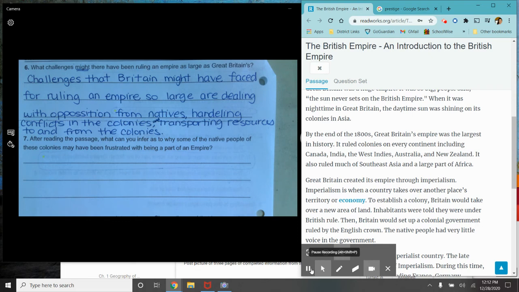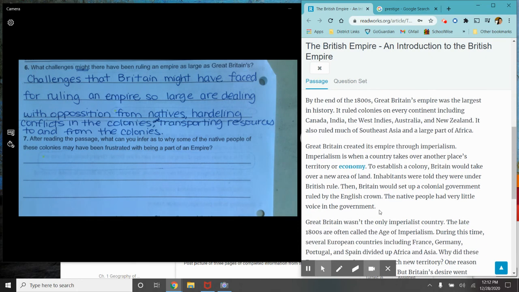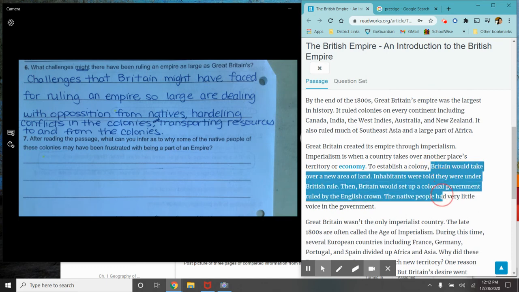After reading the passage, what can you infer as to why some of the native people of these colonies might have been frustrated with being a part of an empire? So, in the reading, it said, to establish a colony, Britain would take over a new land.